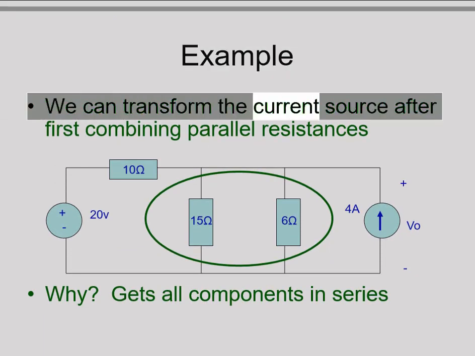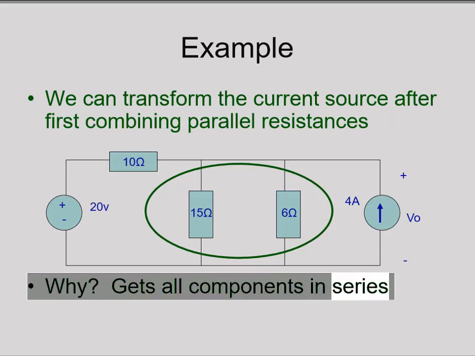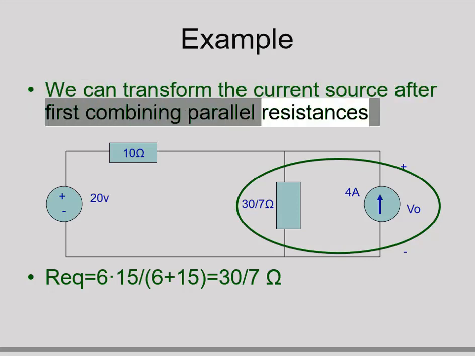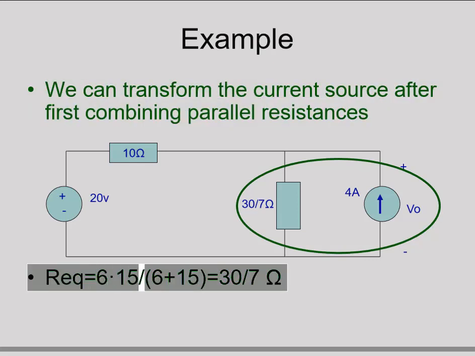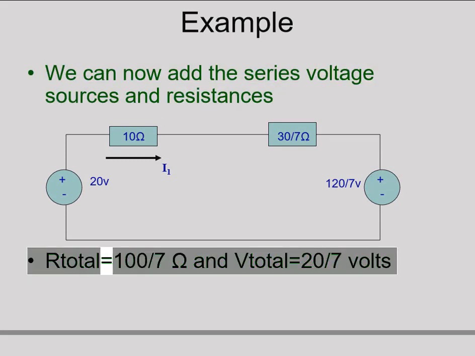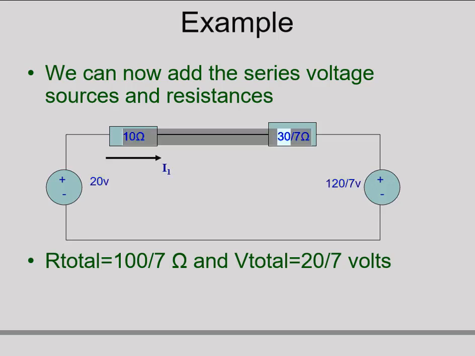Example: we can transform the current source after first combining parallel resistances, which gets all components in series. Req equals 6 times 15/(6 plus 15) equals 30/7 ohm. We can now add the series voltage sources and resistances. R total equals 100/7 ohm and V total equals 20 plus 20/7 volts.